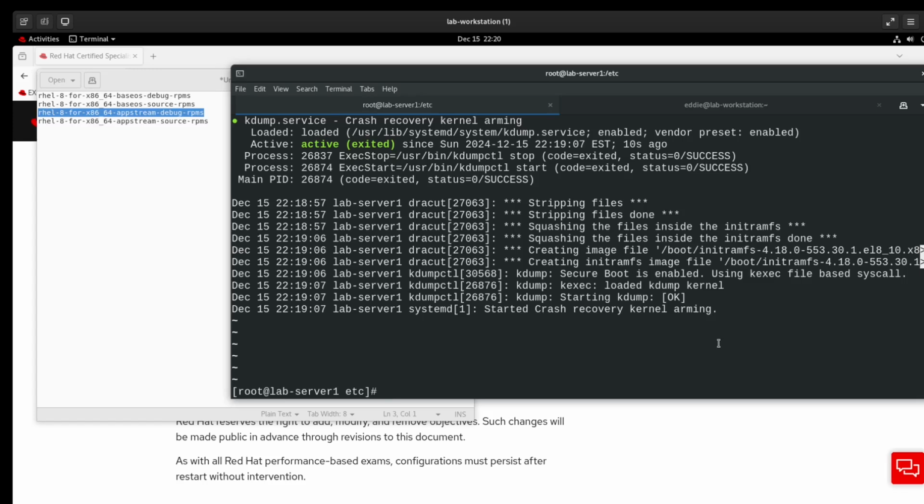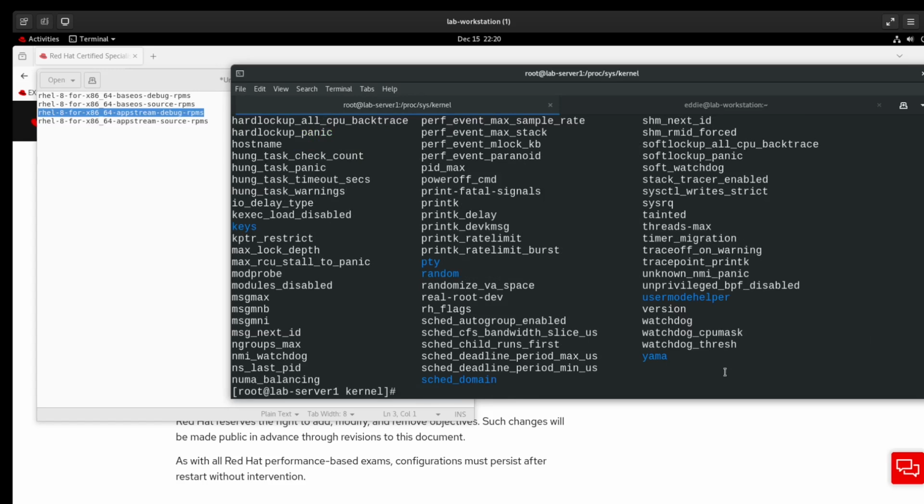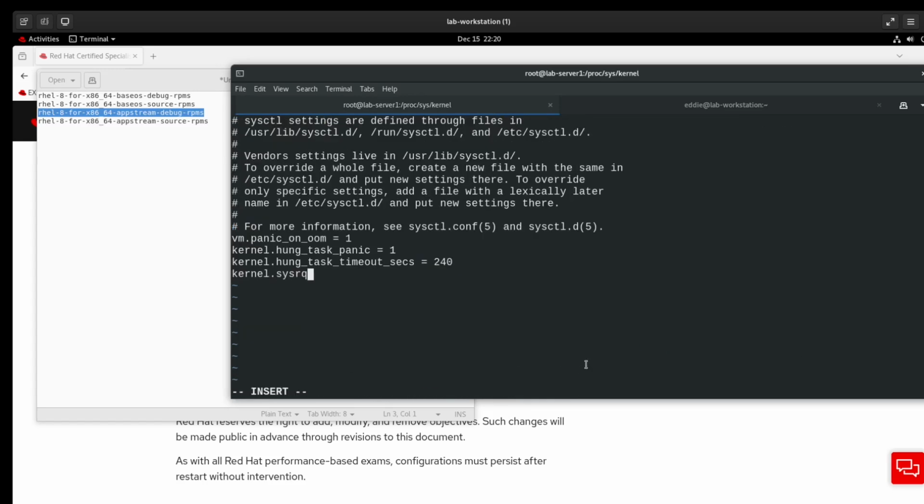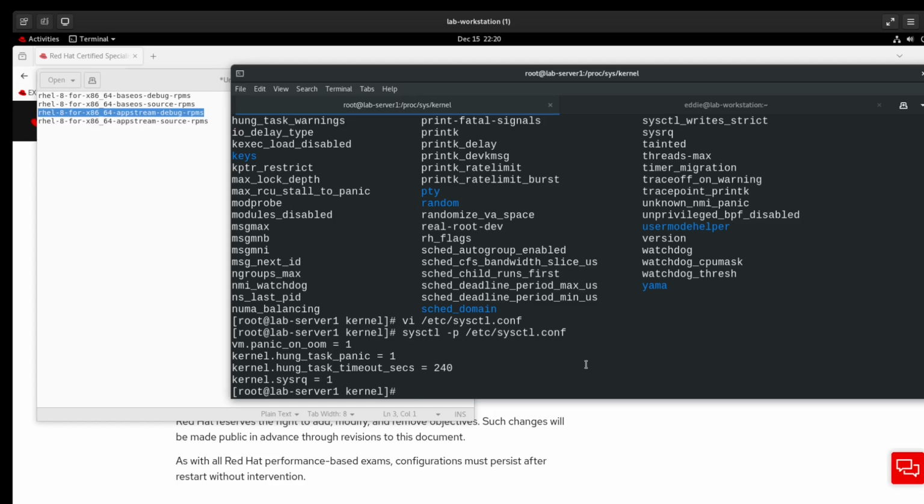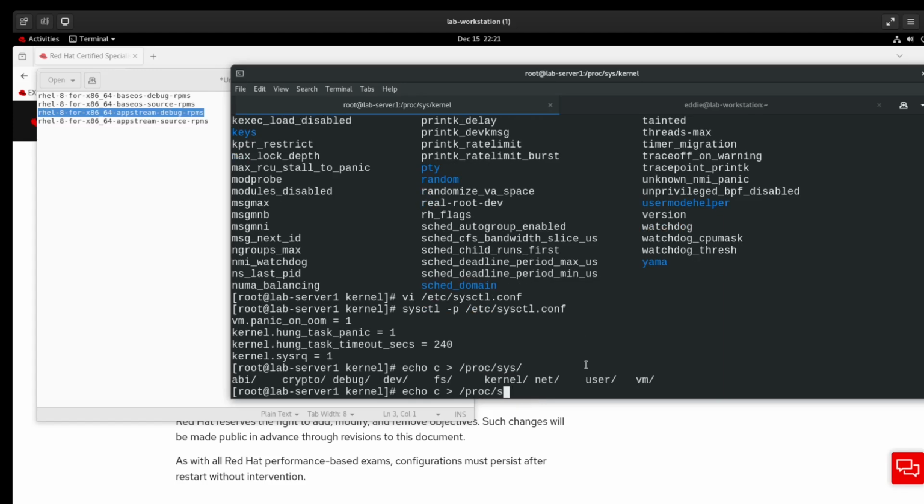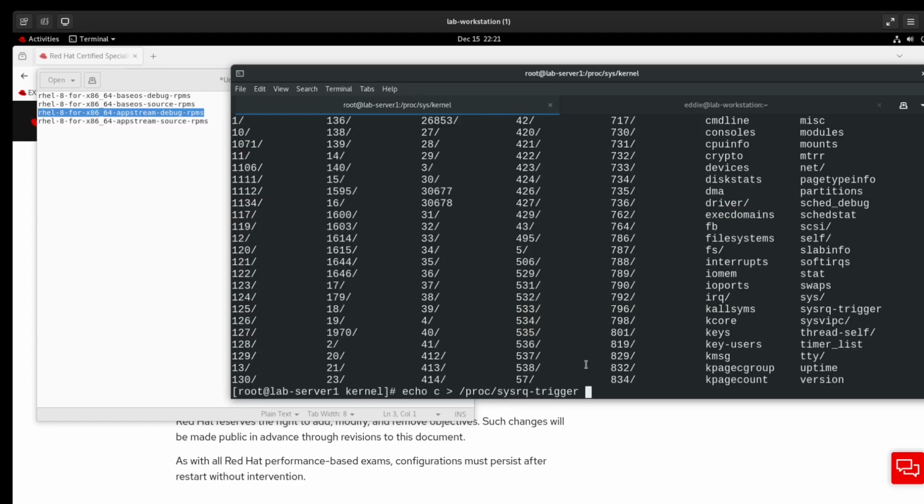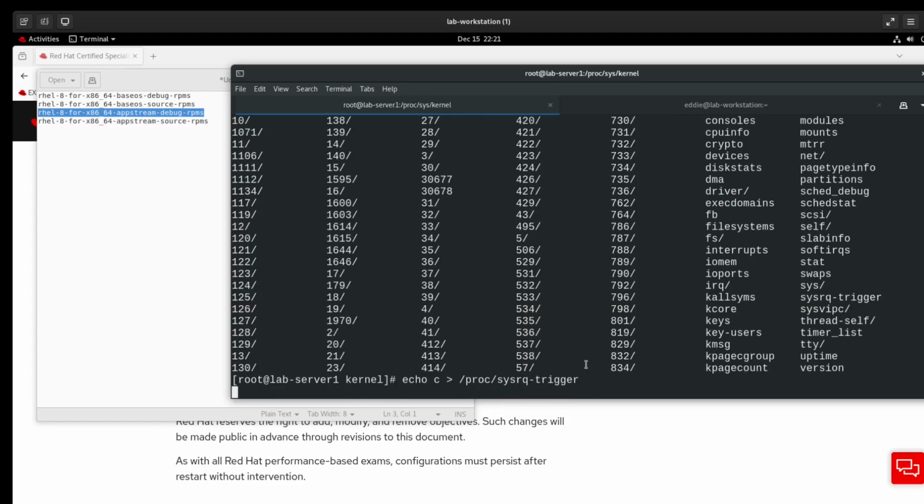So let me go back to proc. I'm going to go ahead and add the sysrec, sysrec equals 1. And we want to load this configuration file. Okay, and let's trigger our crash and see what happens. So echo crash to proc sys, no, just proc sysrec trigger. Okay, so that crashes our system.